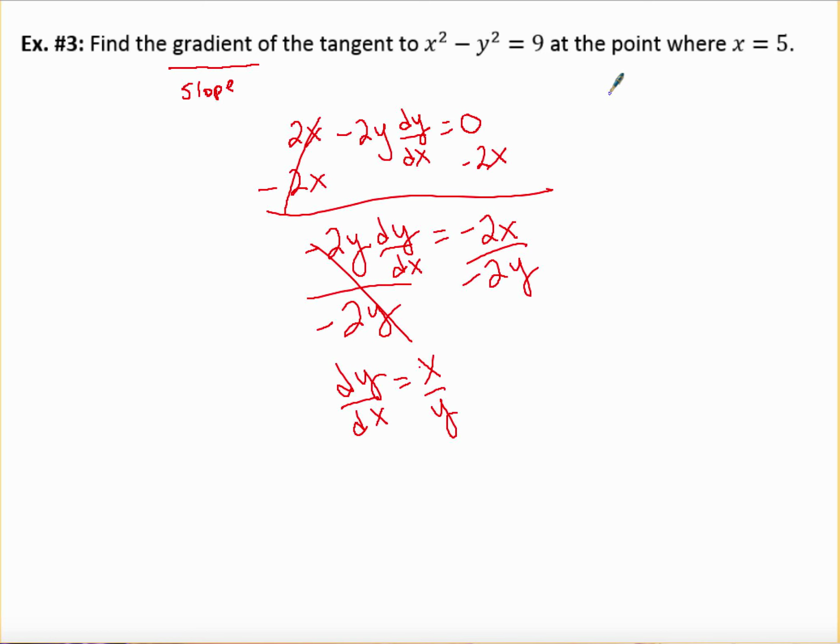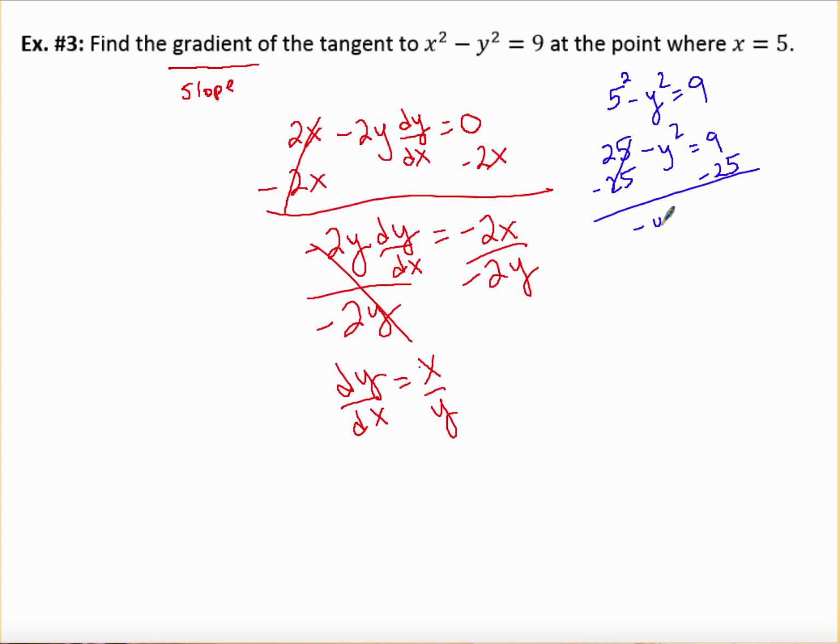So let's go for it. I'm going to substitute in 5 for my x in the original equation. You can't really substitute the derivative equation yet because you don't have a y and you don't know what the slope is. That's the whole point of the question. So I've got 25 minus y squared is equal to 9. Well, I'm going to subtract 25 to the other side.